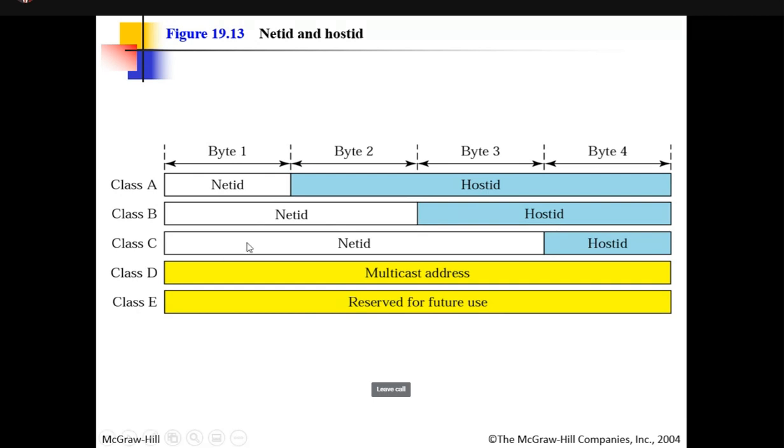And for class C, the network ID is maximum: byte 1, byte 2, and byte 3 are used for the network identification, and only byte 4 is used for the host identification. But the number of hosts is very small, so then class C will be used. Class D is used only for multicast addressing, and class E is reserved for future use.